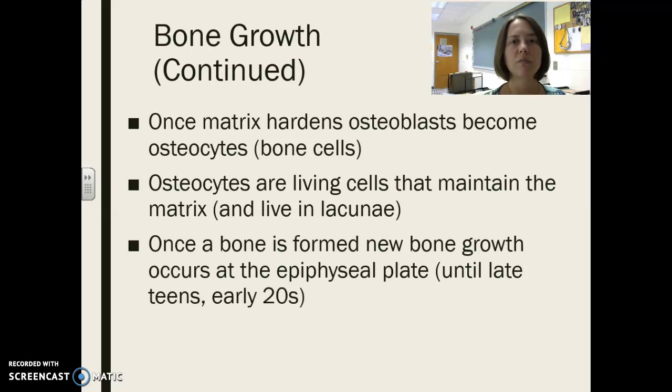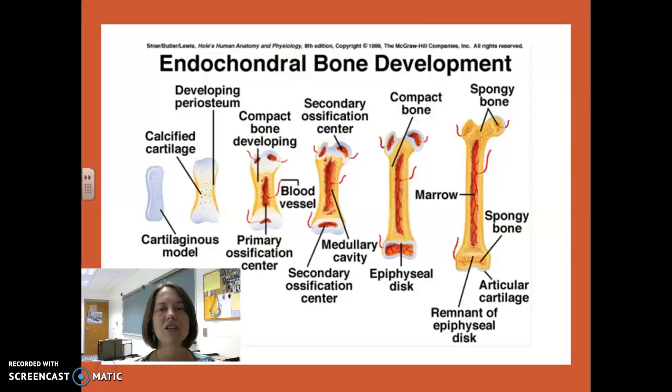Once a bone is formed, new bone growth occurs at the epiphyseal plate until late teens or early 20s, and then after that, this process only occurs with bone remodeling, so when your bones are repairing themselves. So let's take a look at some pictures of ossification. As an embryo, the bone starts out as no bone, but a cartilaginous model of what the bone will look like. And then the bone starts to form.